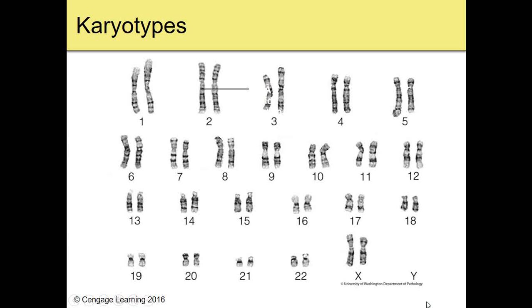And again, that 23rd pair is called the sex chromosomes, because they determine your biological sex. And pairs 1 through 22 are called the autosomes, because everybody has the same pairs 1 through 22, because they've all got essential genes on them for how to build a human. So you've got to have all those.